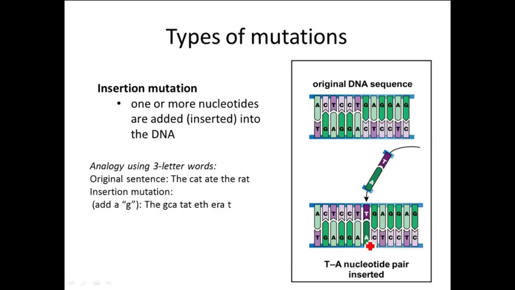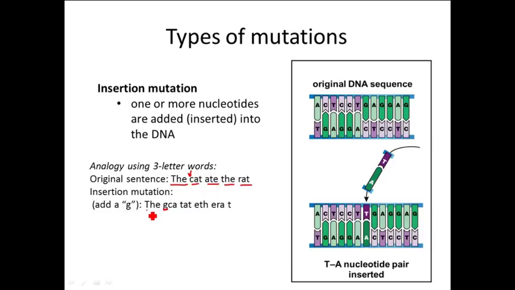Here's our analogy using three-letter words. The original sentence would be the cat ate the rat again. And what would happen if right here we added another letter? We added a G. What that does is it changes the reading frame. Remember that the ribosome finds the start codon and that sets the reading frame. So the reading frame here is to read in sets of three-letter words going down, and that makes it make sense. When you add in another letter, but you still read in three-letter words, you've reset the reading frame.